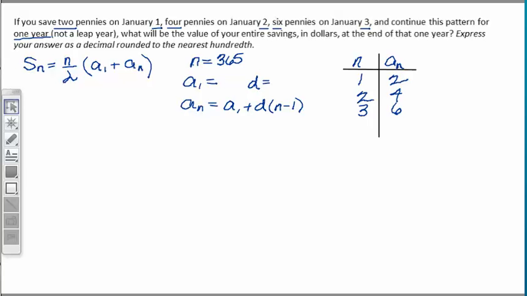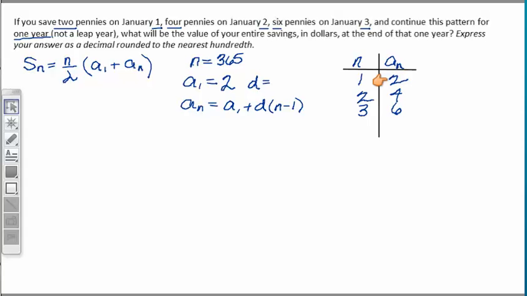Exactly. My first term is going to be 2, and we got that by looking at our little table. This is our first term, A sub 1, our first n, and that matches up with the value of 2. So A sub 1 is 2.